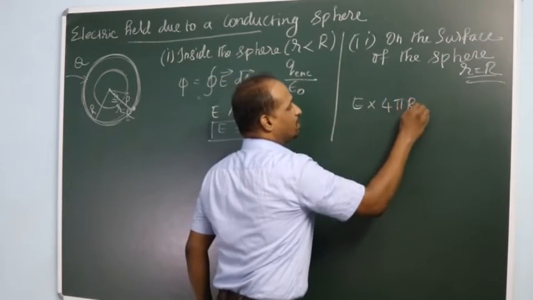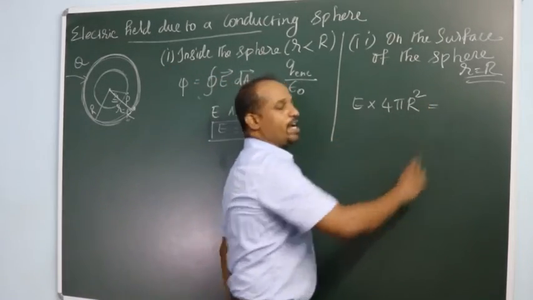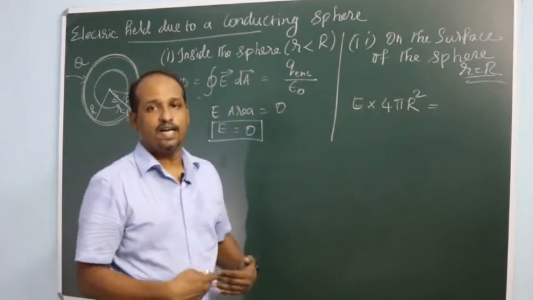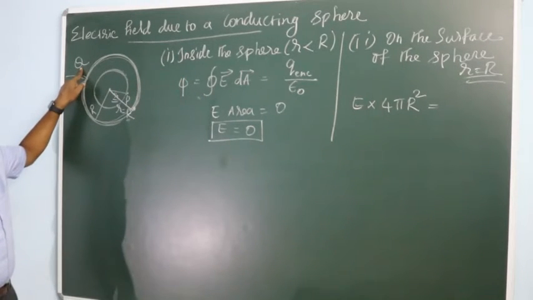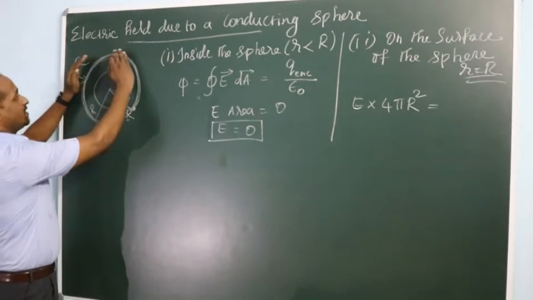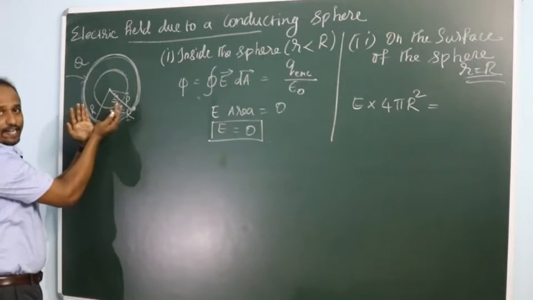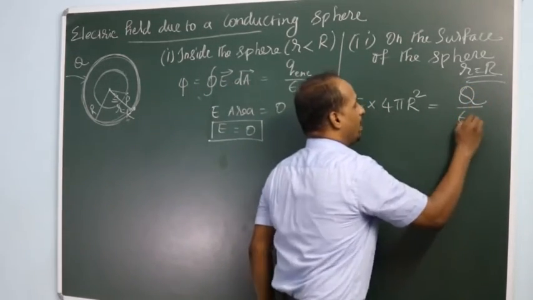Surface area of the sphere is what? 4 pi r square. E into 4 pi r square will be the total charge enclosed by the surface divided by epsilon naught. Here, what is the charge given to the sphere? Q. Then the total charge enclosed by the Gaussian surface, which is just blanketing the entire sphere, will be Q by epsilon naught.